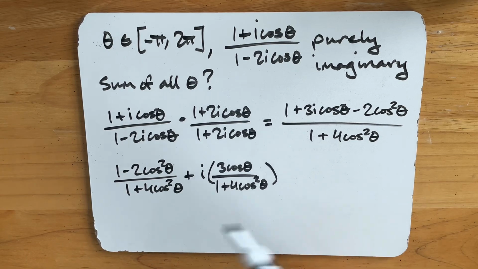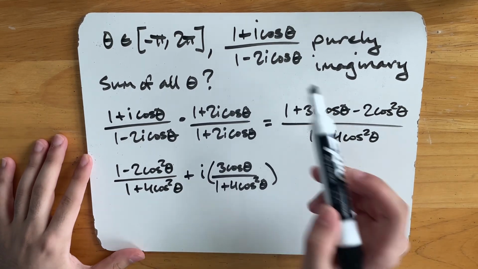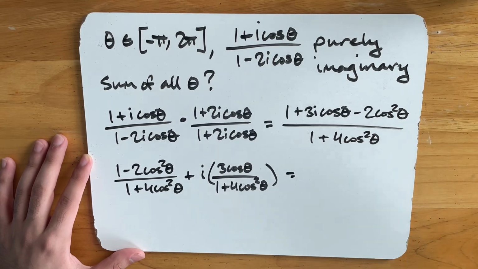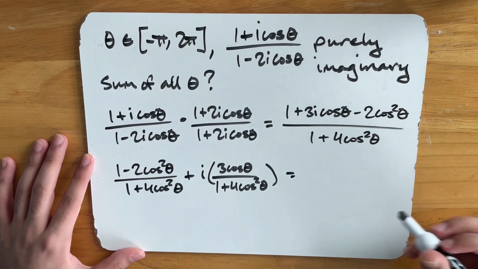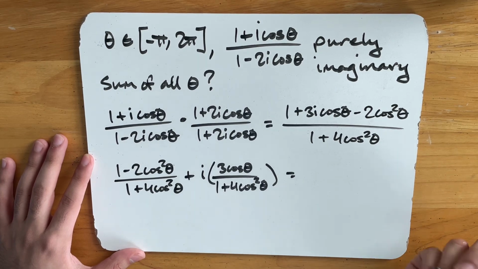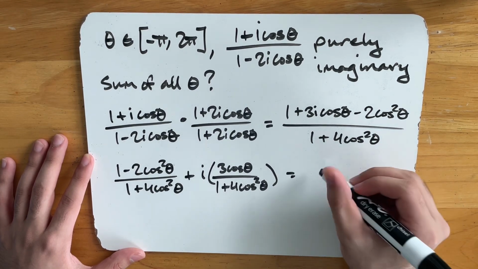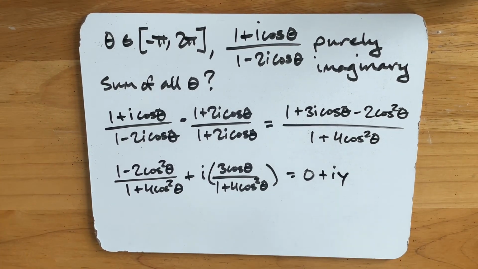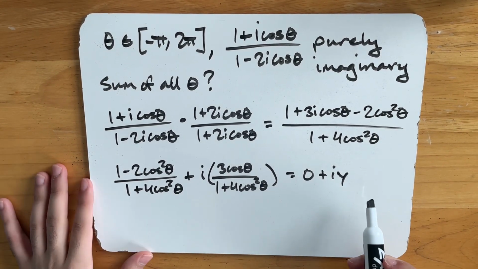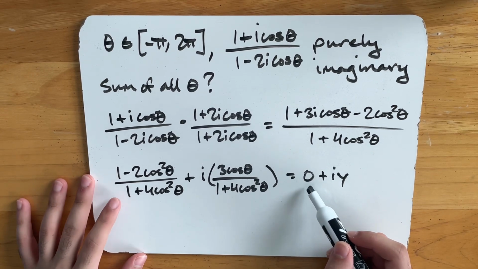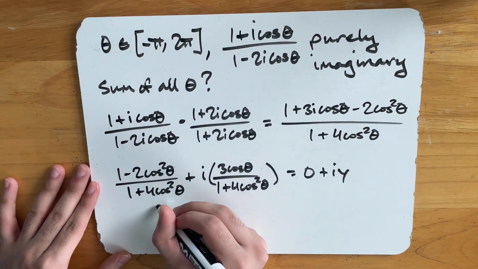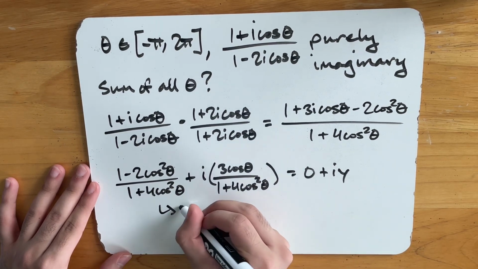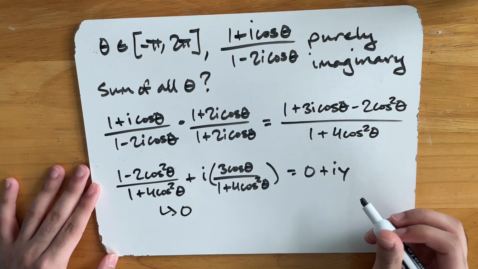Now we're told that this fraction is purely imaginary. So it's equal to some complex number x + iy, but x is equal to 0 because it's purely imaginary. So it's really equal to 0 plus some iy. So there we have another condition: the real part needs to be equal to 0. So (1 - 2 cosine squared theta) over (1 + 4 cosine squared theta) has to be equal to 0.